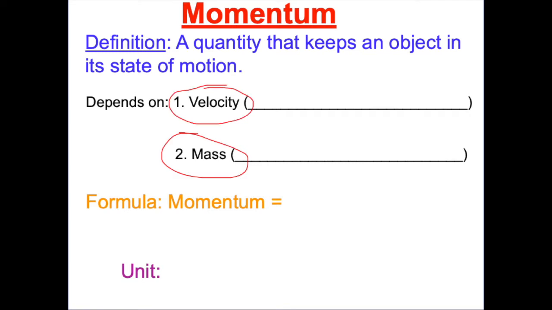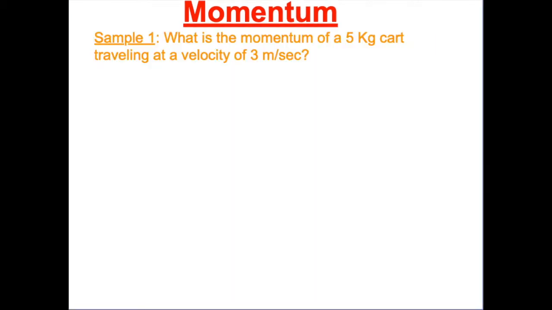The formula for momentum is mass times velocity. Mass is abbreviated with an m, and velocity uses a v. So momentum can't also be an m because that was already used for mass. So the abbreviation for momentum is p. Why p, you ask? Well, basically, it comes from the Latin word for momentum. Let's try a quick sample problem using this formula.